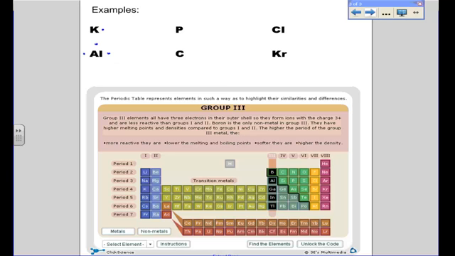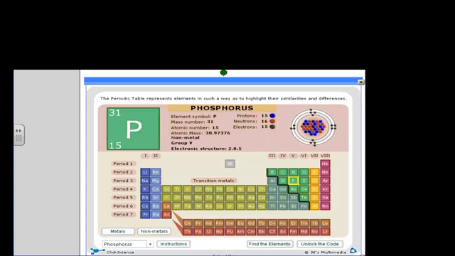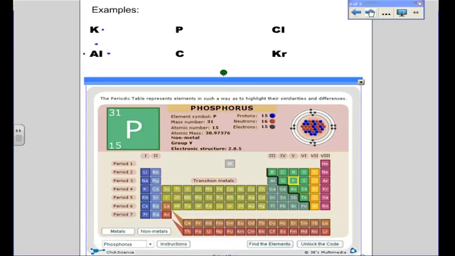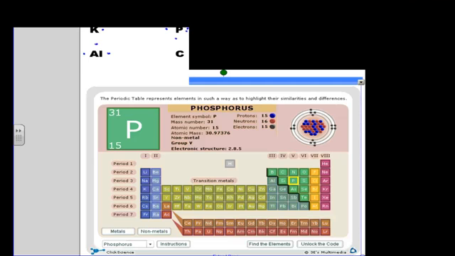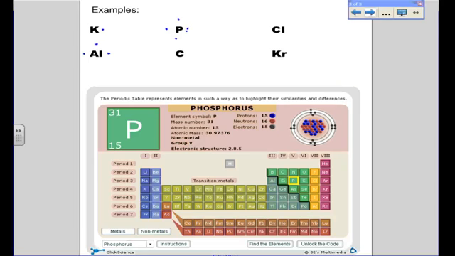So let's look at phosphorus and what that would look like. Phosphorus, group 15, has 5 valence electrons. We're going to represent all 5 of those valence electrons. We'll start right, left, top, bottom, and then the 5th one will come in and pair up with one that we've already placed there. So notice 2 on one side and then 3 individual electrons all around.